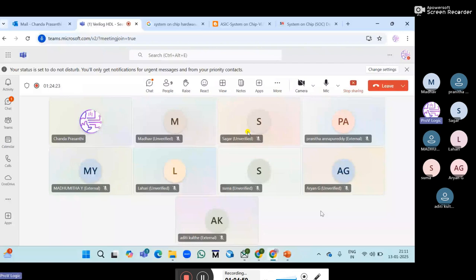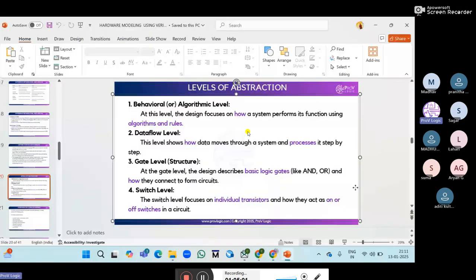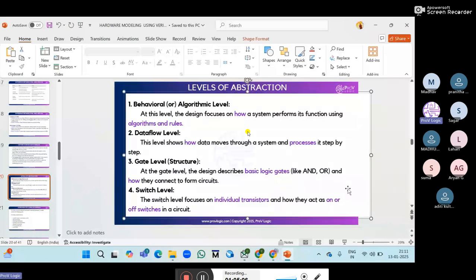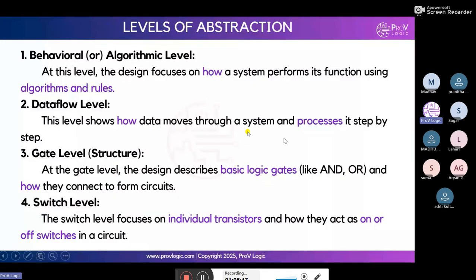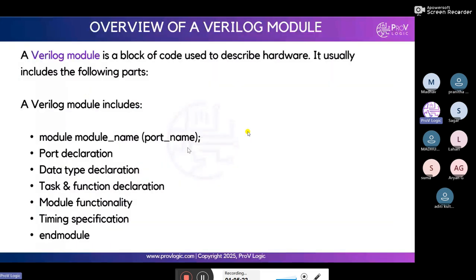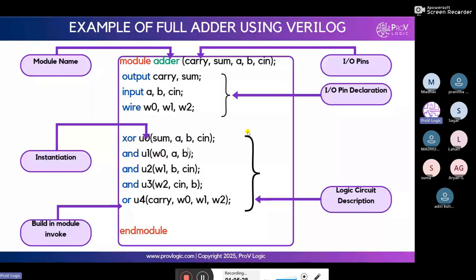Go through the concepts till here. We will discuss in the next session. In the next session, we will discuss how to write the program for behavioral modeling, data flow, gate level, switch level, and also we'll see the syntax, how to write the program, and how we can use the synthesis and simulation tools.